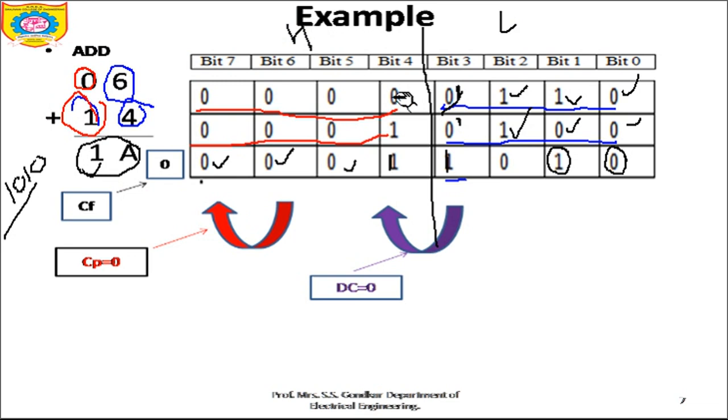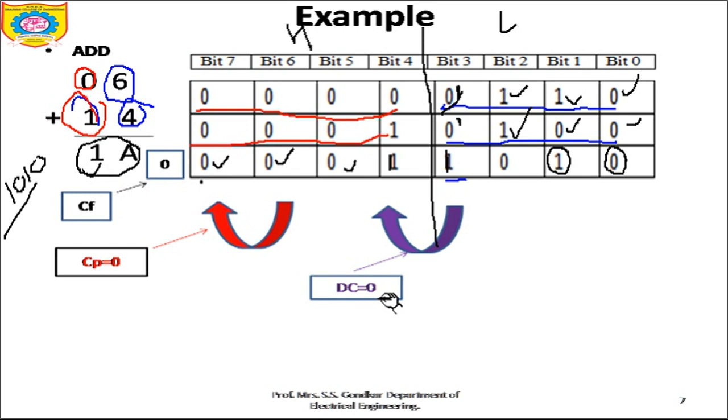In similar terms, you have to check these 4 bits, lower 4 bits and higher 4 bits. Whenever you add these two digits, if there is a carry generated and it is put over here in the 4th bit, the DC flag will be set. But here in our case we are not getting any carry, so our DC flag is equal to 0.